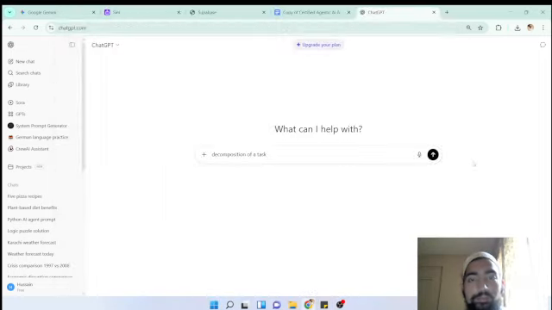Hello, assalamu alaikum. Today we are going to discuss task decomposition. It's a universal technique which is used to solve complex problems.